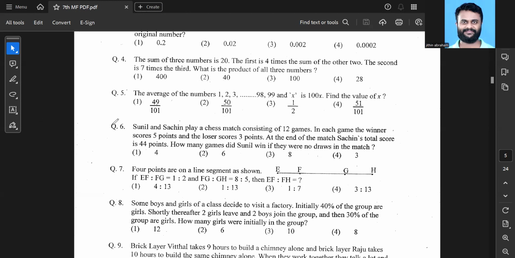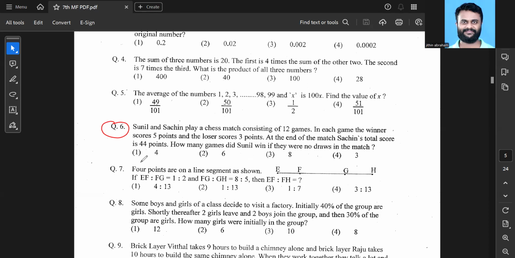So, sixth question. Sunil and Sachin play a chess match consisting of 12 games. In each game, the winner scores 5 points and the loser scores 3 points. At the end of the match, Sachin's total score is 44. How many games did Sunil win if there were no draws in the match?